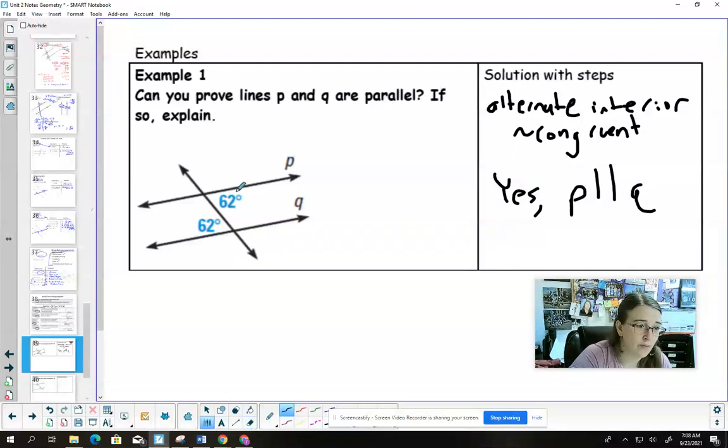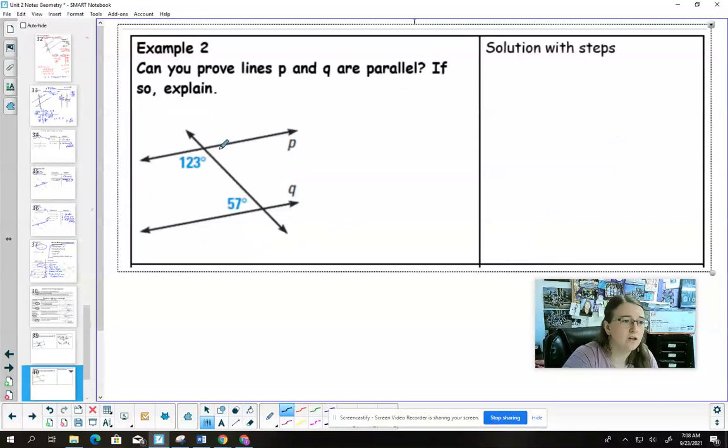Say instead I had this problem, that this said 62 and this said 65. Now, even though they are still alternate interior angles, those are still the positions of alternate interior, they aren't equal. So that means actually P and Q are not going to be parallel. Since the relationship applied here, yes, they're alternate interior, yes, they are congruent, they are going to be parallel.